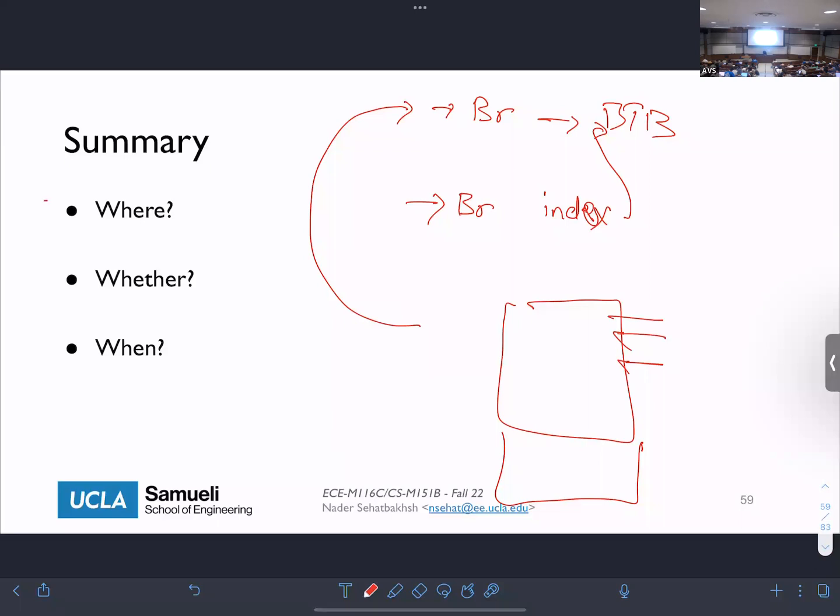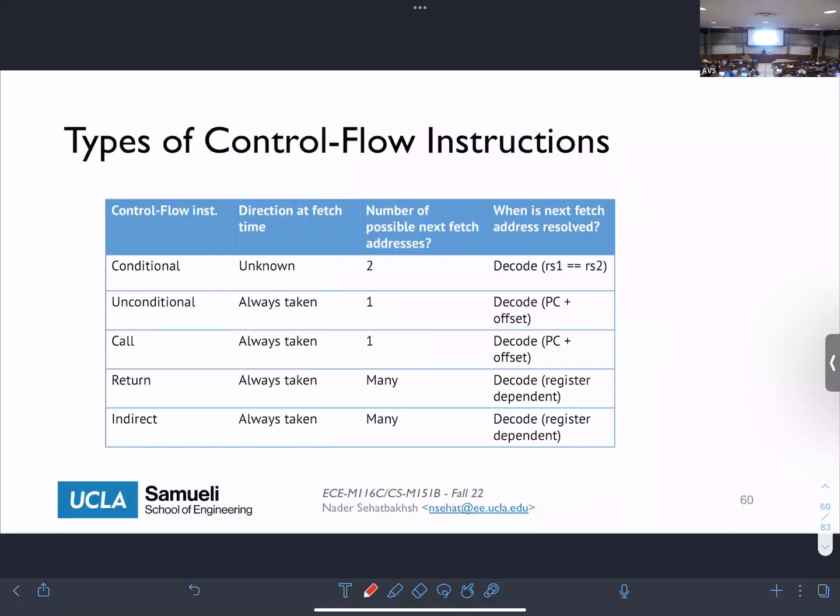Okay, so we talked about all these things. Let's finish the discussion. If you think about control flow instructions, we have a bunch of different types. It's not just taken branches. We have conditional branches, which are things like branch equal, branch less than, and so on. The direction of these branches is unknown. We don't know whether the branch is taken or not. But the good thing is there are only two possibilities: either taken or not taken. So there are two possible addresses for conditional branches.